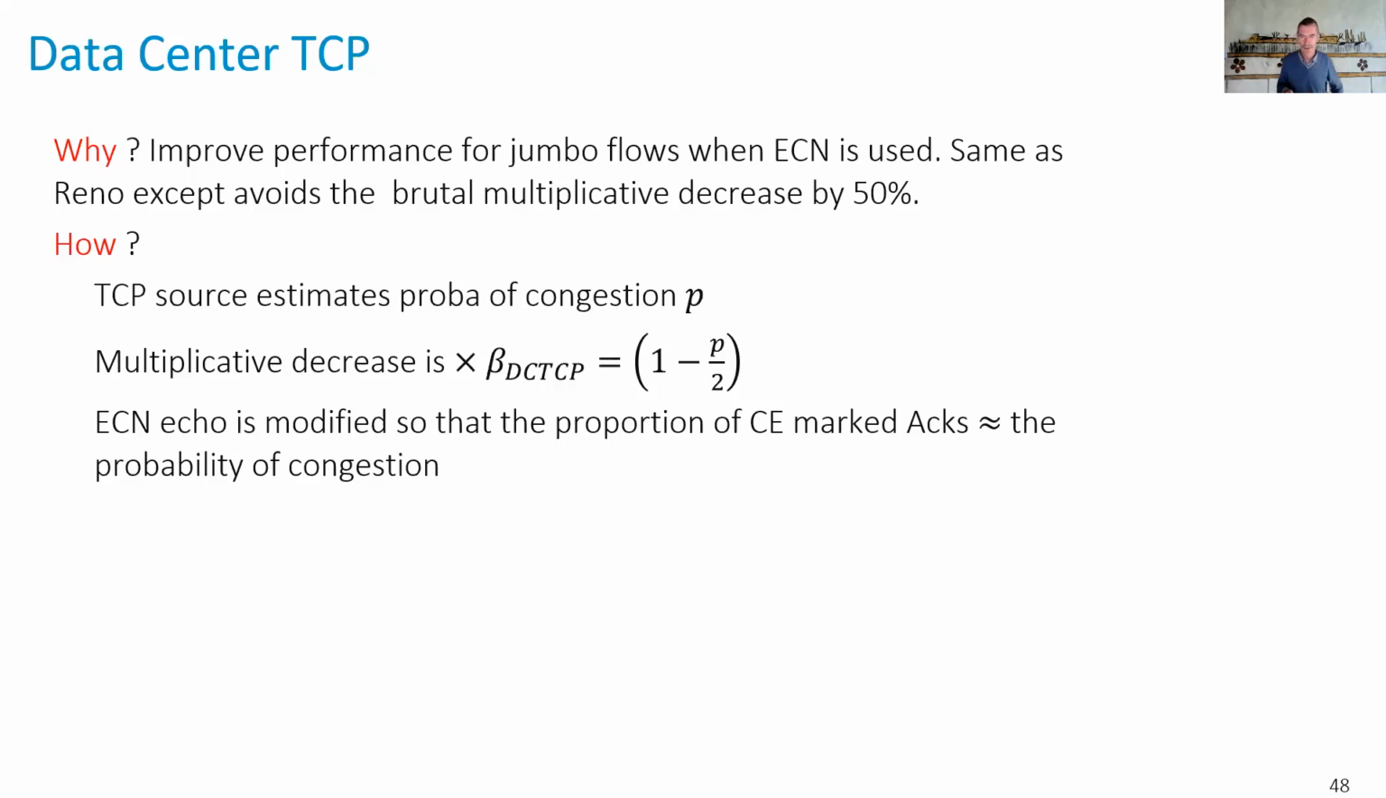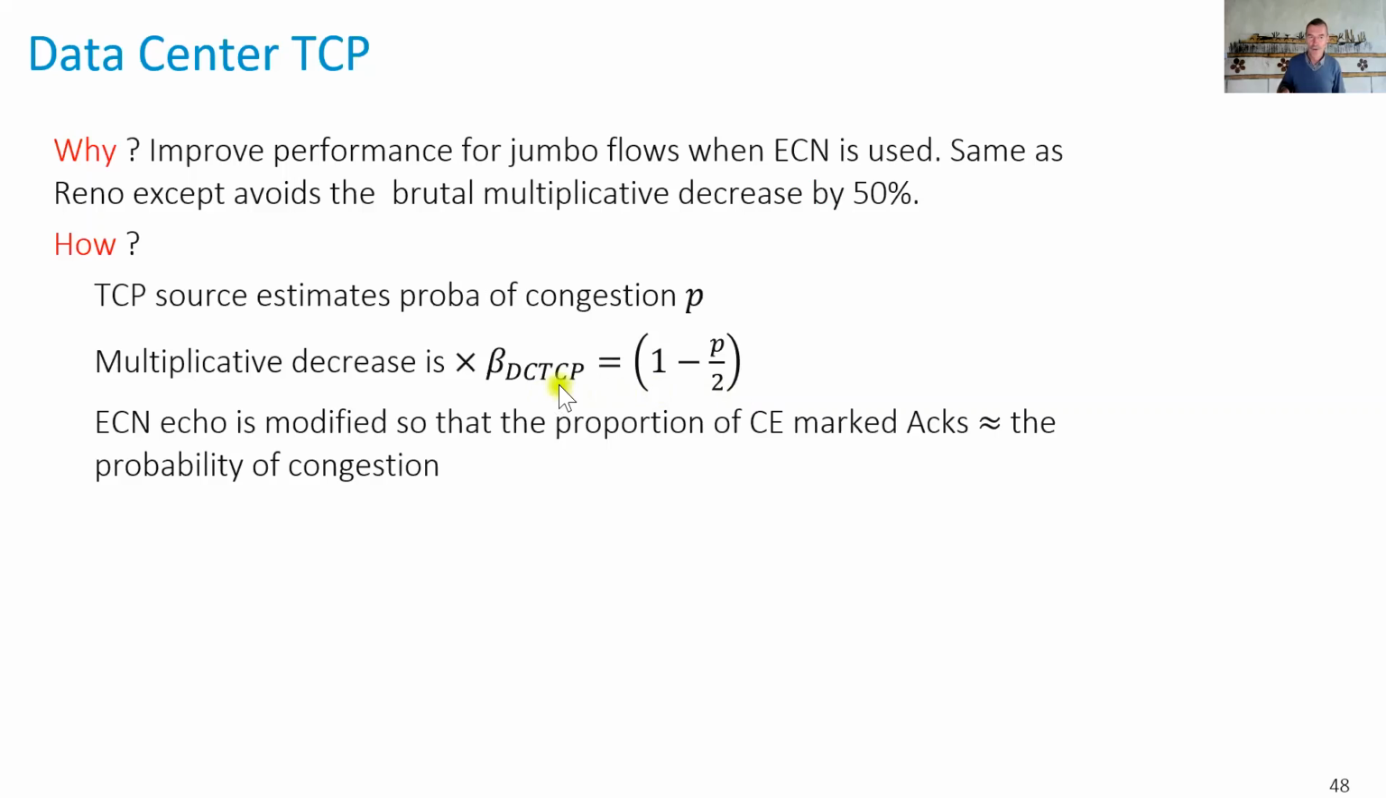In data center TCP, we deviate from this. We do things differently. We constantly receive a stream of acknowledgements that are marked or not marked, and we count with a sliding window mechanism and an exponentially weighted moving average. We deduce from that an estimate of the probability of congestion P, which is, roughly speaking, the proportion of ACKs that we receive that are marked.